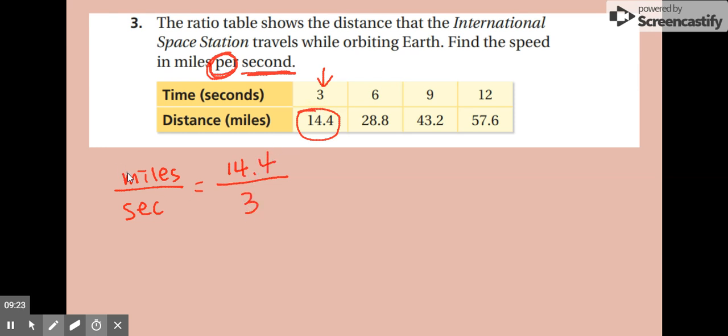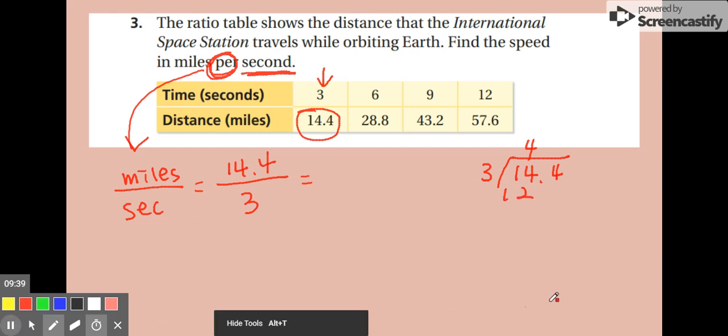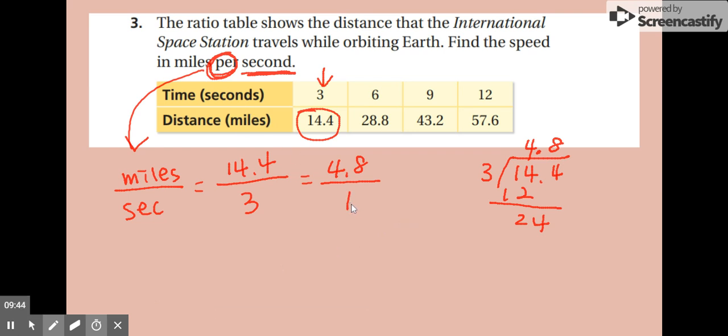3 seconds. Once you find this ratio, like which one goes to the top and which one goes to the bottom, you just plug in the numbers and then divide. 14.4 divided by 3 is 4.8. So 4.8 over 1 means you go 4.8 miles per 1 second. This is a unit rate. You should be able to change the bottom number to 1. Copy it down.